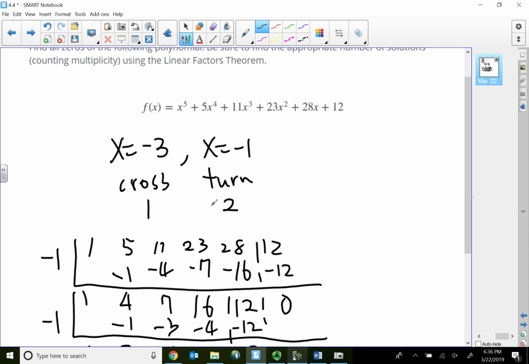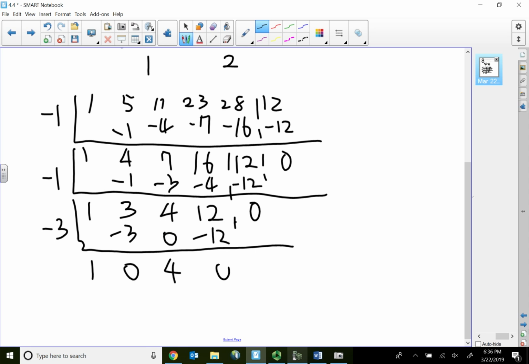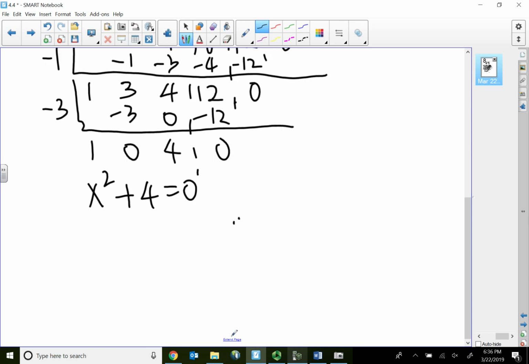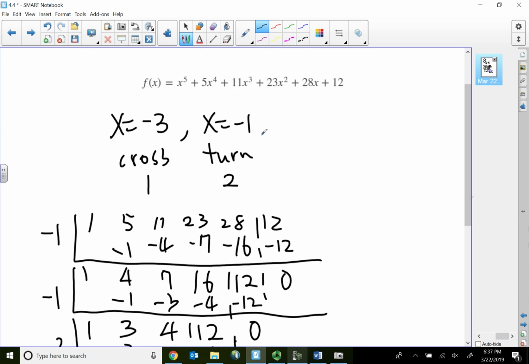All right. Now using -3 to get down to a quadratic. Bring down the 1, that's -3, 0. That's a 0, that's a 4, that's a -12. Voila. So this is 1x squared plus 0x plus 4 equal to 0. So the other two zeros are imaginary. Bring this over, and that gives me x squared equals -4. Take the square root on both sides. The other two zeros are x equals plus or minus 2i. So those are the other two zeros.